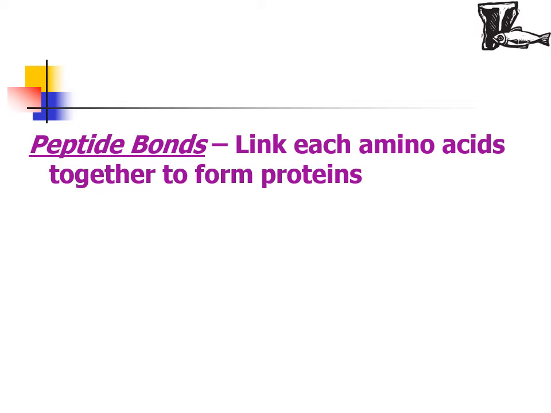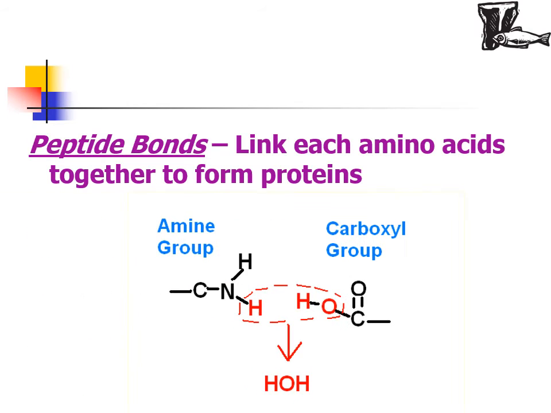The actual bonds that link the amino acids together are known as peptide bonds. Peptide for protein. So you can see here the peptide bond forms between the amino side of one amino acid and the carboxyl side of the other amino acid. And water is actually released during the formation.